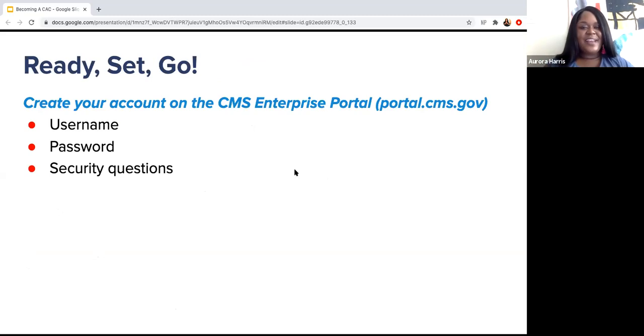All right, so after that, it's ready, set, go. So you're gonna create an account in the CMS Enterprise Portal. And remember, that's the Centers for Medicare and Medicaid Services. You're gonna go to portal.cms.gov. At this point, you're gonna create a username, a password, and you're gonna do security questions. Just like anything else, you want to write all those things down, make sure you remember all of those things. Even me, I'm like, I don't remember my favorite toy in 3rd grade. Like, make sure you write all your security questions down, all that kind of fun stuff.